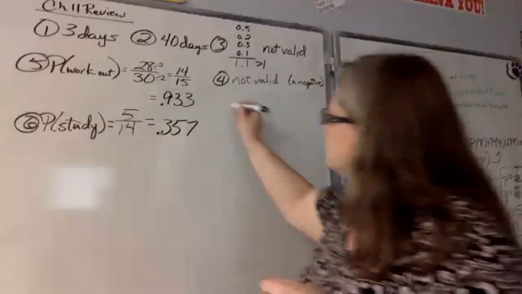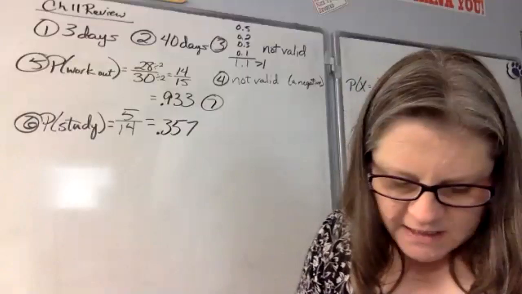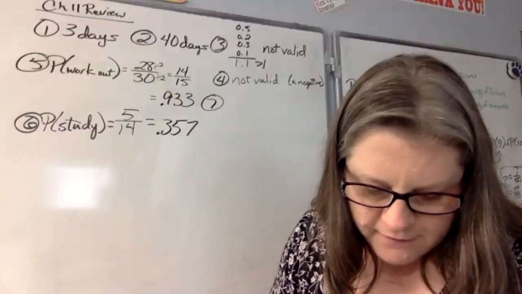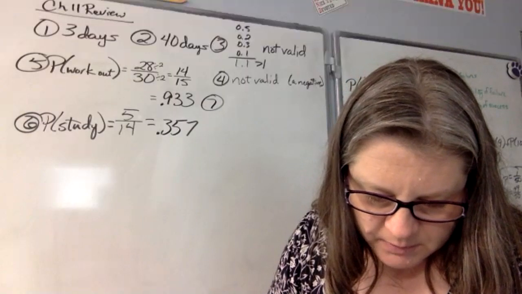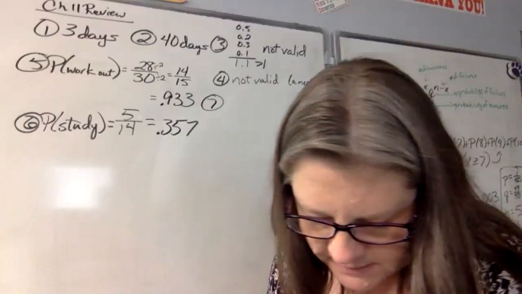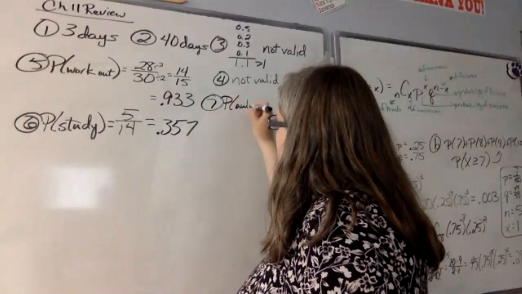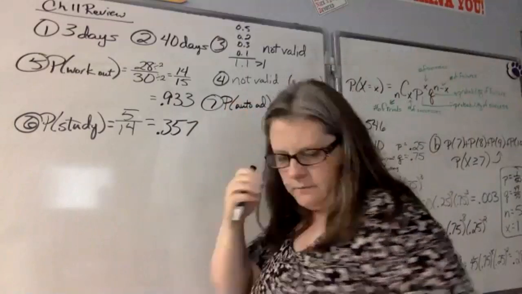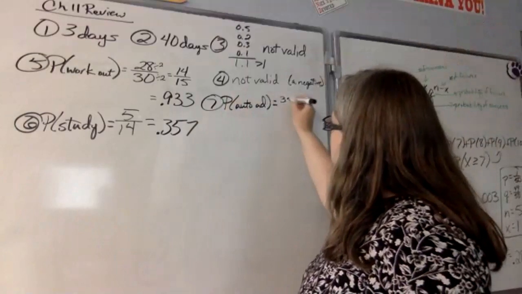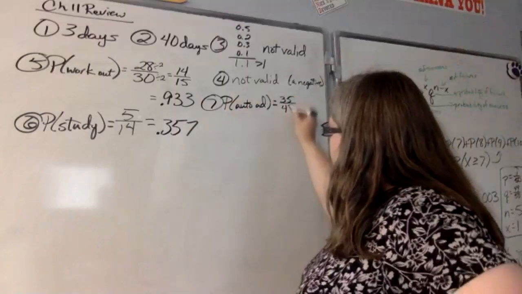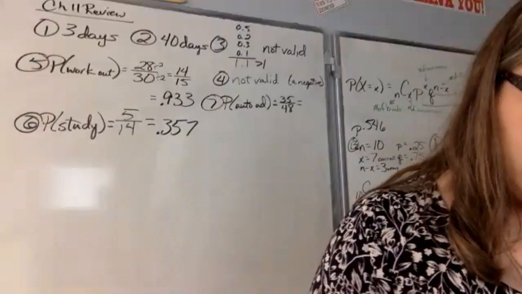So on number 7, it says a certain newspaper has had at least 15 automobile advertisements, 35 out of the past 48 days. What is the probability that this newspaper will have at least 15 automobile advertisements? And then what is the complement? So the probability that it'll have an auto ad was how many days? 35 out of 48. So we take 35 divided by 48.